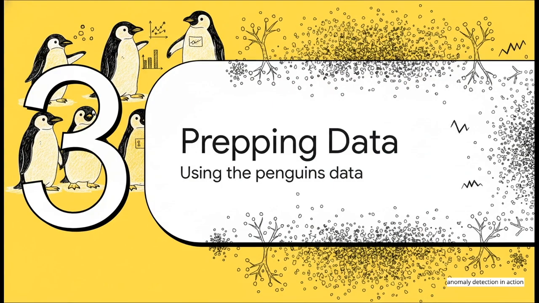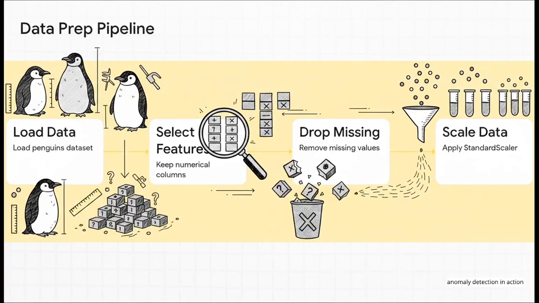Okay, part three, prepping the penguins data. We are going to go hunting for some unusual penguins using purely physical measurements. But to get there, we absolutely have to run through a critical four-step data prep pipeline. Because you can't just throw raw data at a machine learning model and expect magic. We've got to prep it first. Load data, select features, drop missing values, and scale.